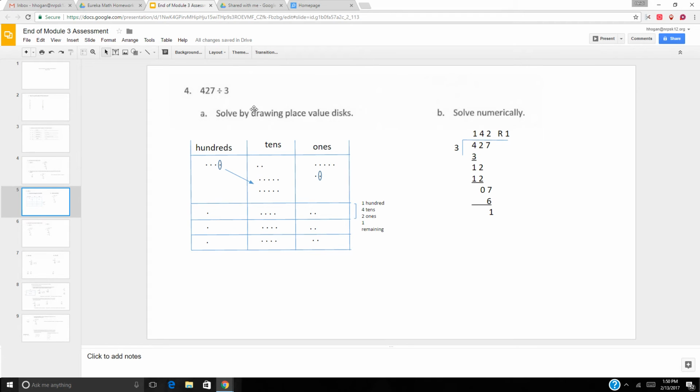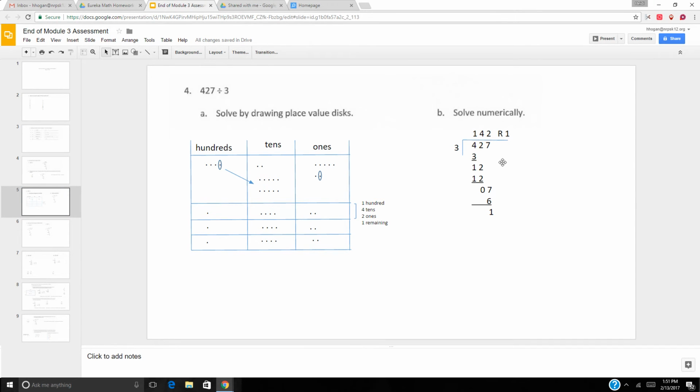Now, they want you to solve this division with place value discs. So hundreds, tens, ones, you have to draw your place value. 400, 2 tens, 7 ones. So if we divide it into 3 sections, 1, 2, 3, with 1 left over, we need to decompose that into 10 tens, which will give us 12 tens. 1, 2, 3, 1, 2, 3, 4, 5, 6, 7, 8, 9, 10, 11, 12. And none left over. So now we have 7. 1, 2, 3, 4, 5, 6, and we have 1 left over. So that gives us 100, 4 tens, 2 ones, with 1 remaining.